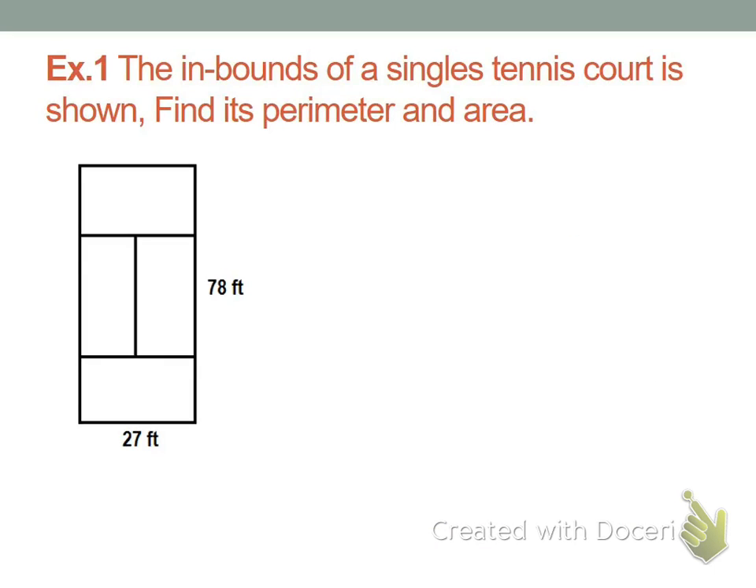The inbounds of a singles tennis court is shown. Find its perimeter and area. So, first thing I want to talk about is, does it matter that they didn't label any of these lines on the inside? No, we don't even need them there. Okay, so it's a pretty picture that's nice. We don't need all those extra lines. All we really care about are the outside lines. So try to use those formulas. Which formulas are we using? What shape is this? A rectangle. So use your formulas for rectangle, find perimeter and area.